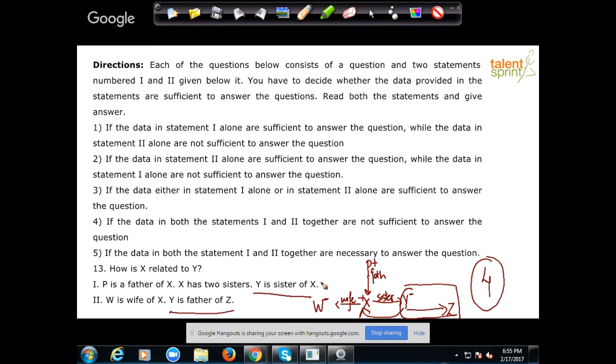Also, they tell us that W is the wife, but the second statement puts us into a doubt about the gender of Y, which means that there is a great discrepancy between both these two statements, and therefore none of them is sufficient to answer the question. Therefore, the answer here is 4.